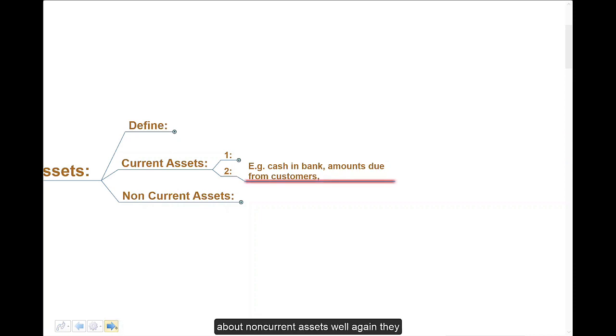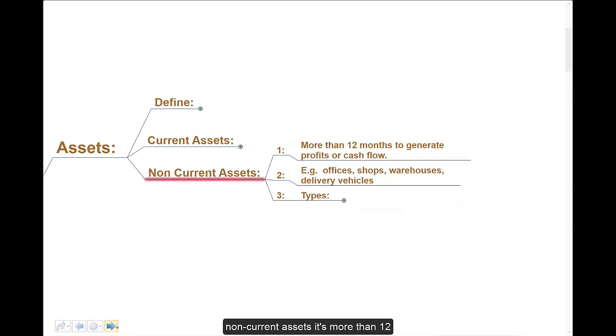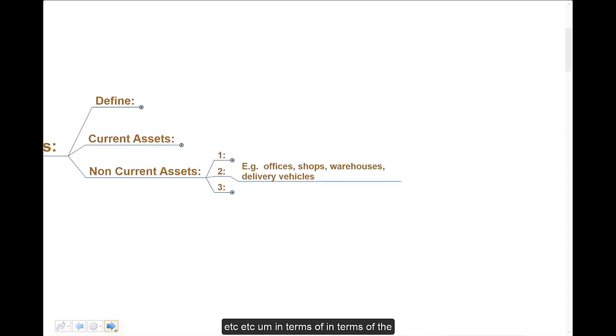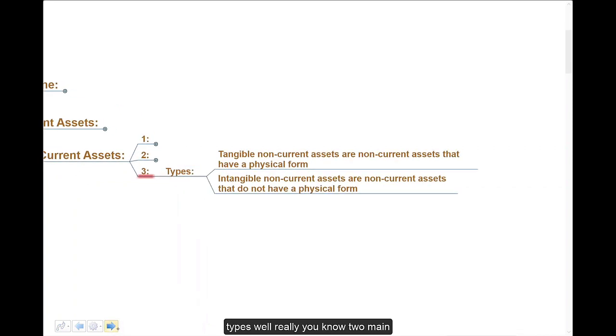What about non-current assets? Well, again, they do what they say on the tin. Non-current assets, it's more than 12 months. So we're talking about things like equipment, as mentioned up top, perhaps a building, etc. Now, in terms of examples, warehouses, delivery vehicles, other forms of equipment, computer equipment, etc. In terms of the types, well, really, two main types. And again, this is important. We'll see reference to this later on in the course.